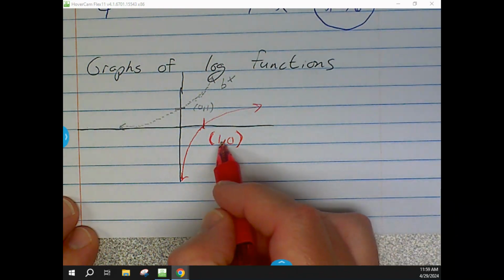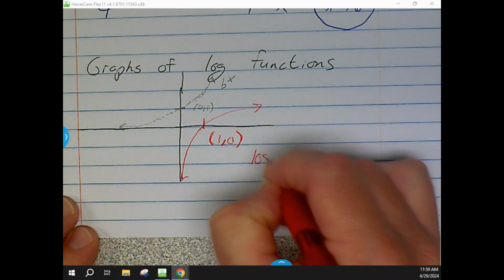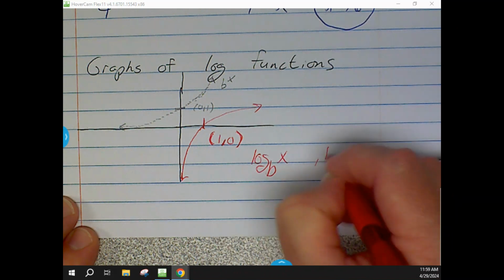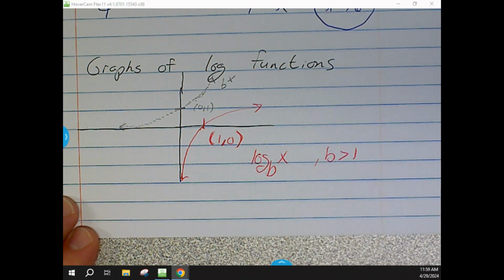So again, 1, 0 is here. This is the log base b of x. And again, we're going to stick with the growth part on this one, that the base is going to be bigger than 1.